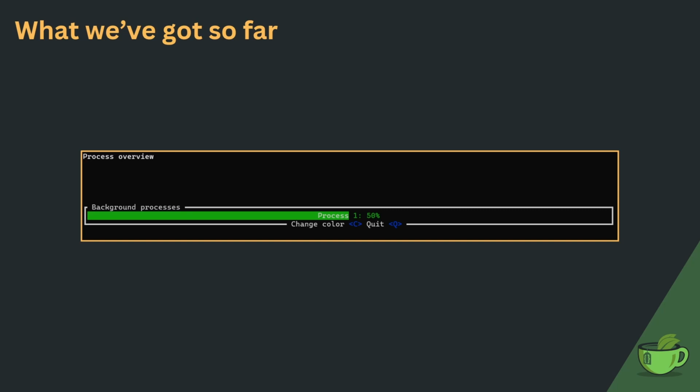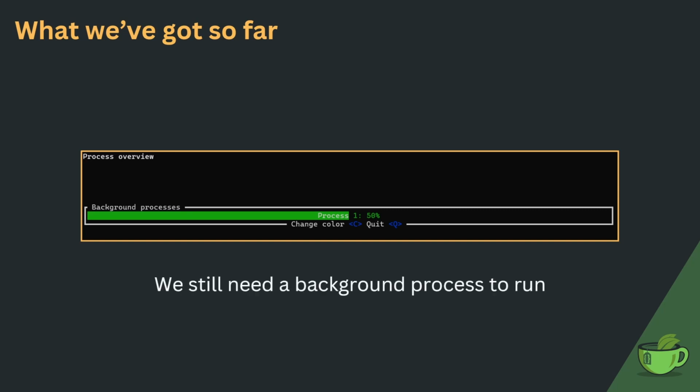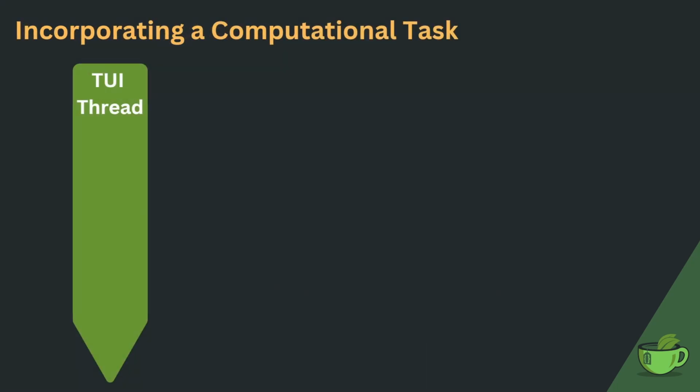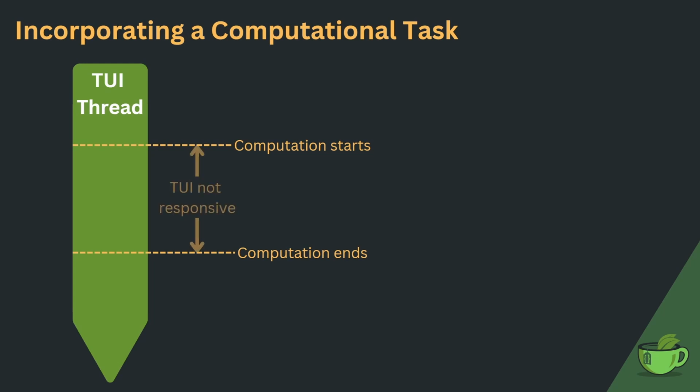What we are missing for our application now is the actual task we want to display the progress of. So in the second part of the tutorial, we need to implement a function that performs a computation. For simplicity, we'll simulate a computation using thread sleep. And while this works for demonstration purposes, it highlights a critical issue. If we run the computation task on the main thread, the TUI will block until the task finishes. For short tasks, this might seem harmless, but for longer-running tasks, it's a disaster.